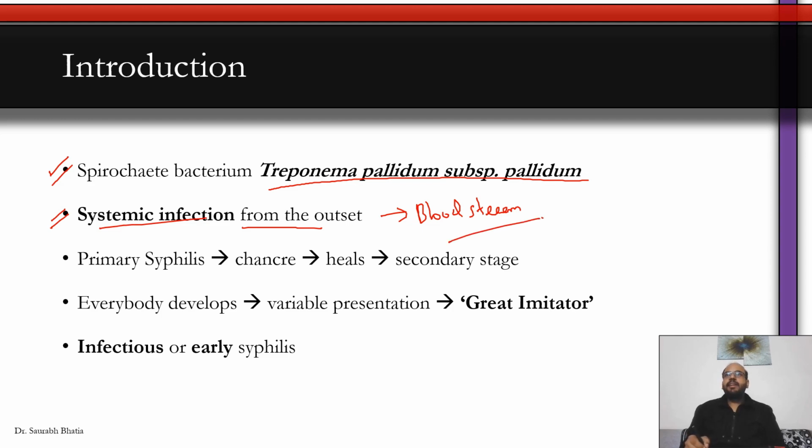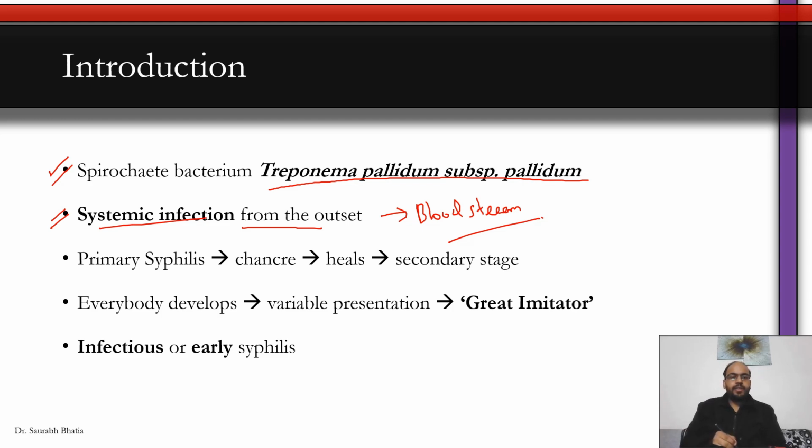Okay. And when the infection, or when treponemes, actually enter the bloodstream, it becomes a systemic infection. So even if the patient is presenting with just a primary chancre, it is quite reasonable to say that the infection has spread to the blood.